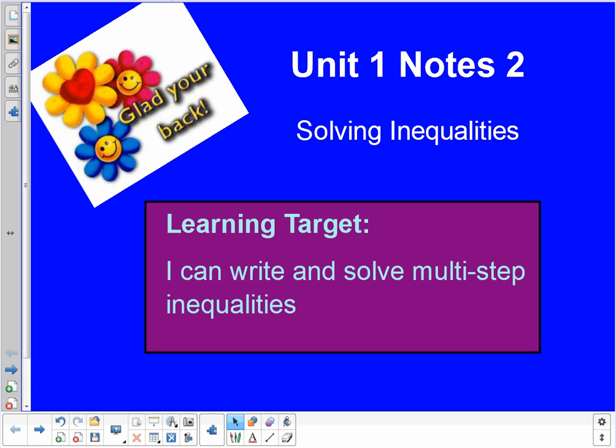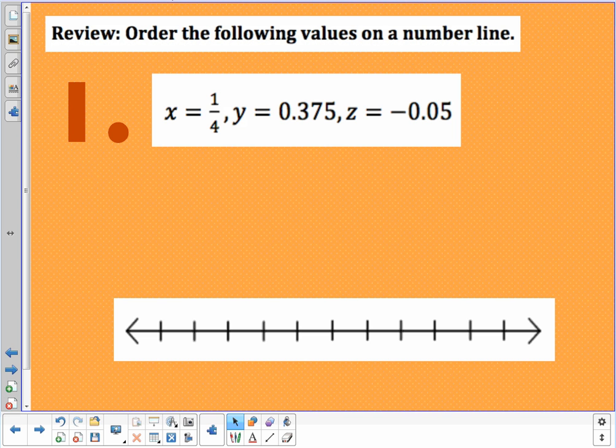I'm here to bring you our notes video for Unit 1 Notes 2. Today we're going to talk about solving inequalities. So our learning target for today is I can write and solve multi-step inequalities.